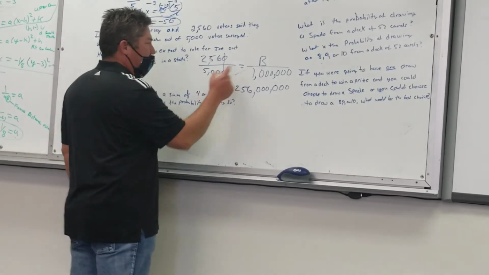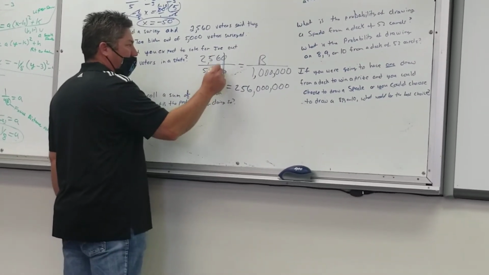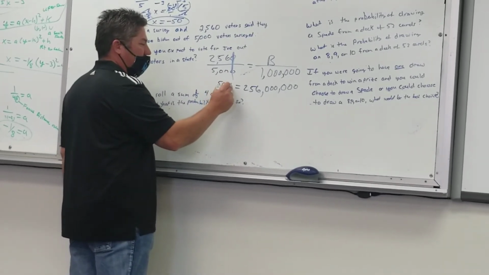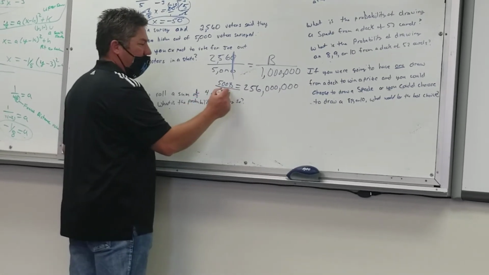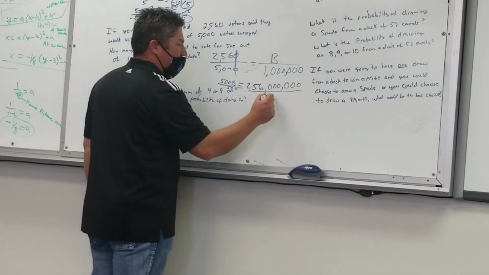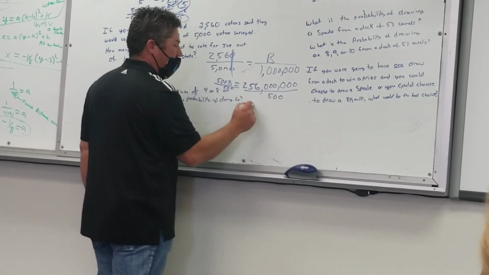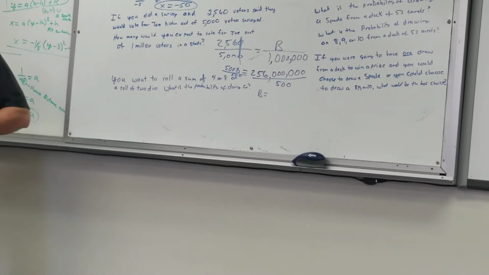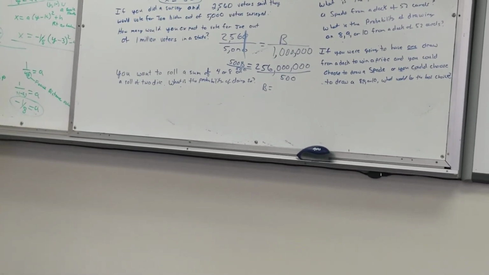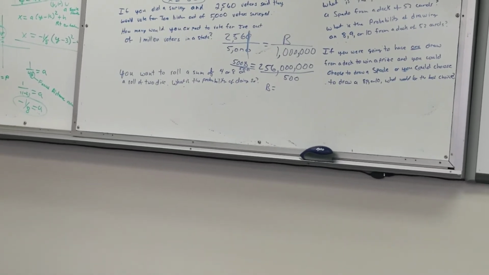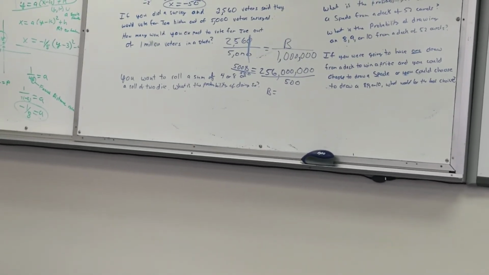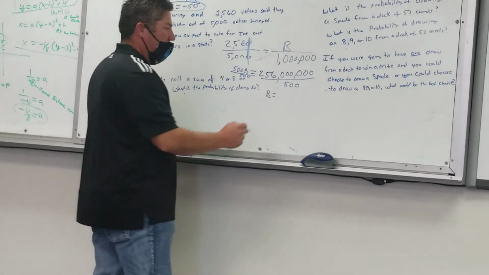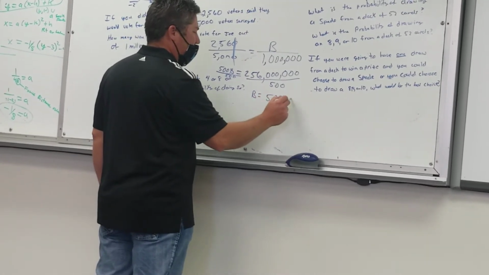But then that equals, cross multiply here. Remember, we got rid of this last zero because we just reduced easy. So this is 500B. What should I divide by? 500. That's what you gotta punch into your calculator. Okay, so somebody do that on their calculator. 256 million divided by 500. What'd you get? Anybody get that one? Did you get it? 512,000. Yeah, 512,000.